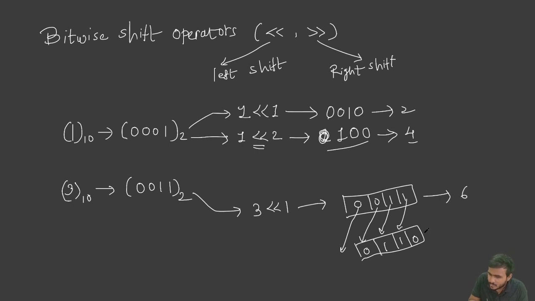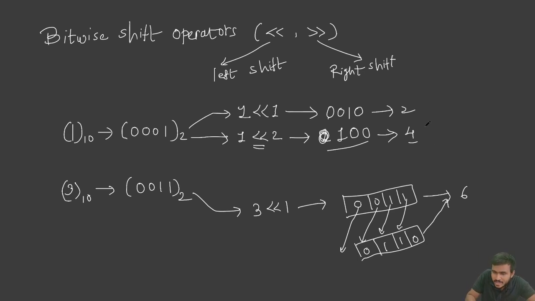If you convert this number, then this number is nothing but 6. So if you perform left shift operation on 3 by 1, then the answer that you are getting is 6. Now can you observe any pattern from these answers? Just try to observe it and find out a pattern. You will get some pattern out of it.